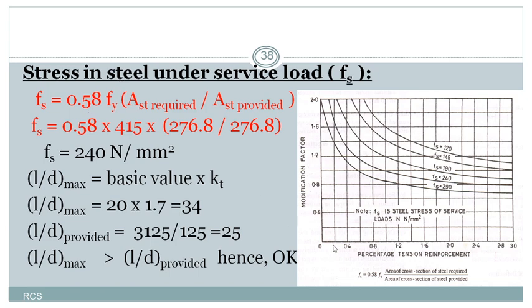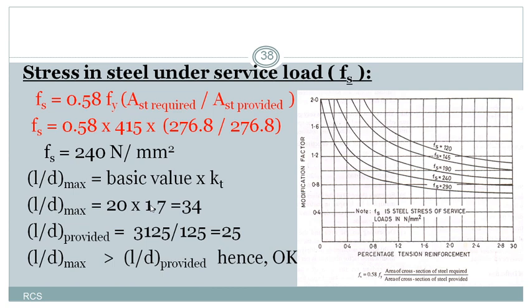So corresponding to 0.223 percentage of steel and 240 Fs, what is the modification factor? So here the 0.4 is 0.2. So our value, that is 0.223, will project onto our graph. You will see we are going somewhere here. So I will be intersecting here. With respect to this, the modification factor is approximately equal to 1.7.